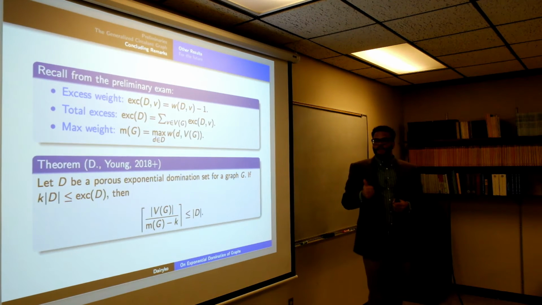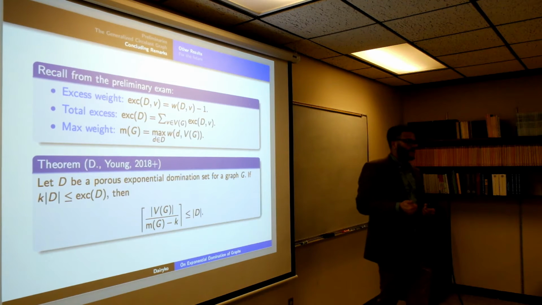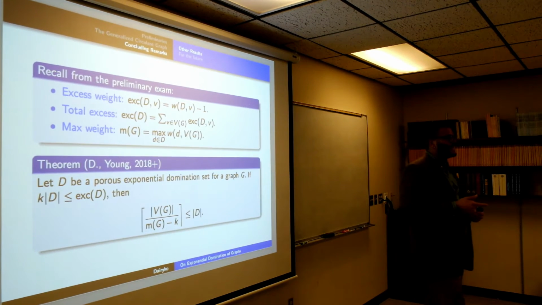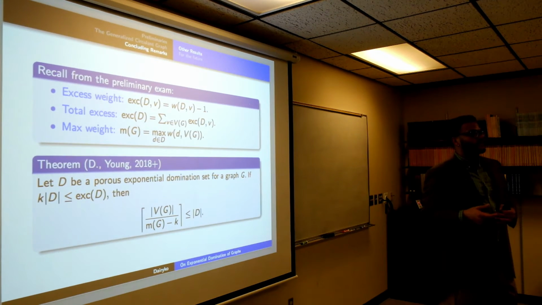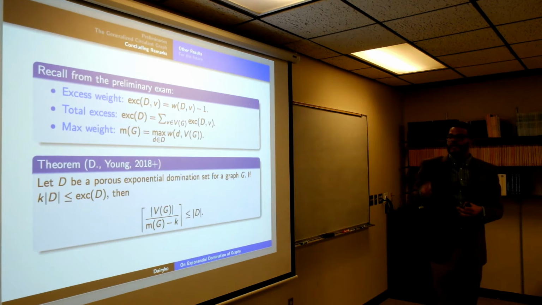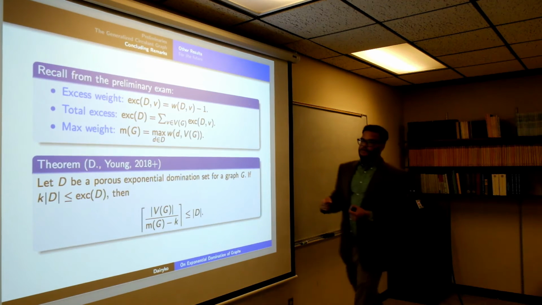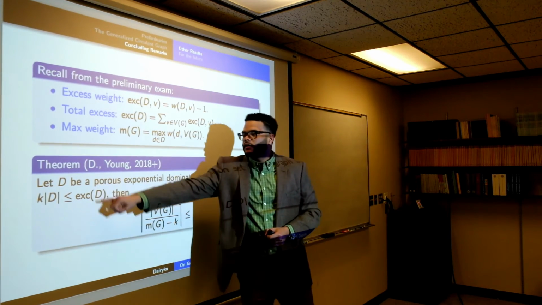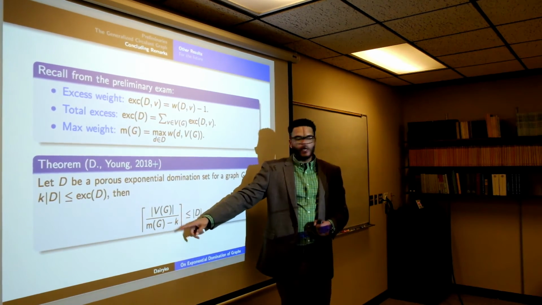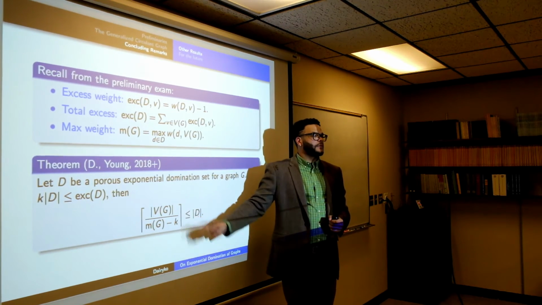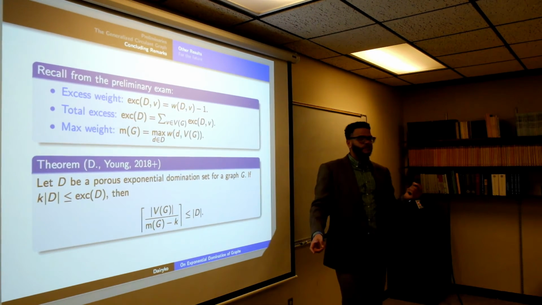We say let D be a porous exponential domination set such that K times the size of D is less than or equal to the excess of D. Then we can lower bound the size of D by the size of the vertex set over the maximum weight sent out, minus K. Okay? You're probably wondering why I have this condition here. This condition ensures that I don't scrape off too much weight at the bottom and have a vertex that doesn't get enough weight.